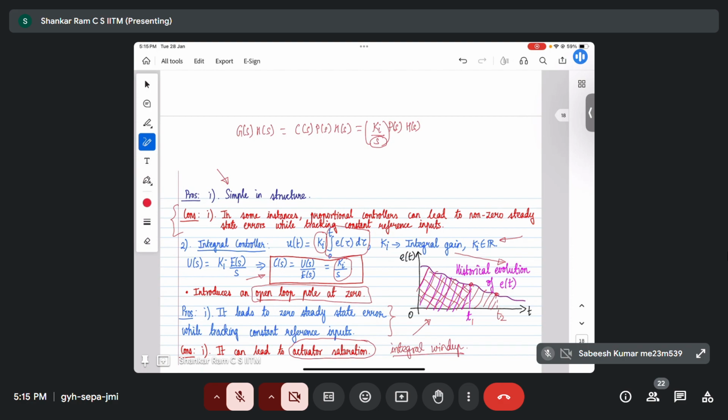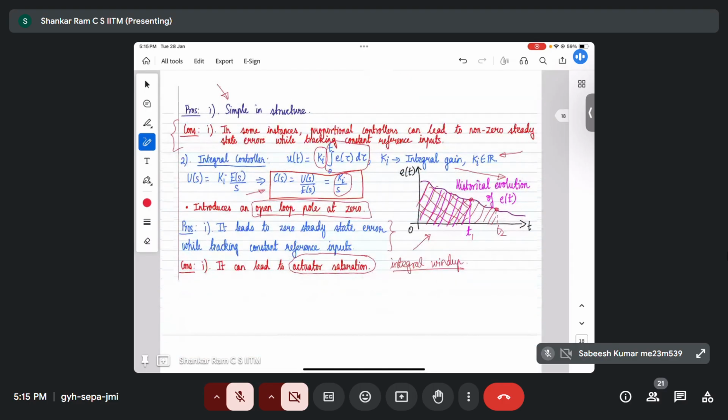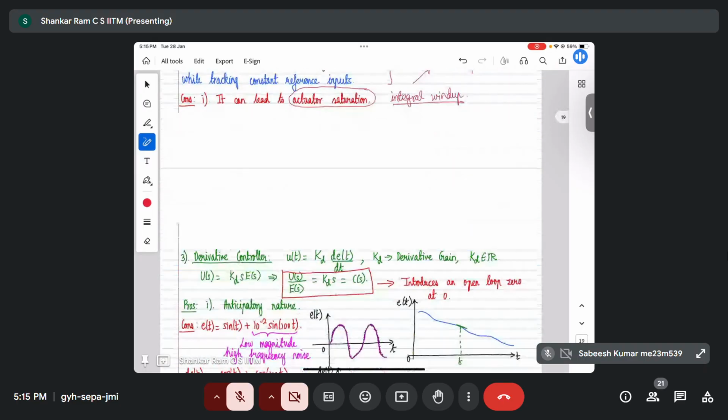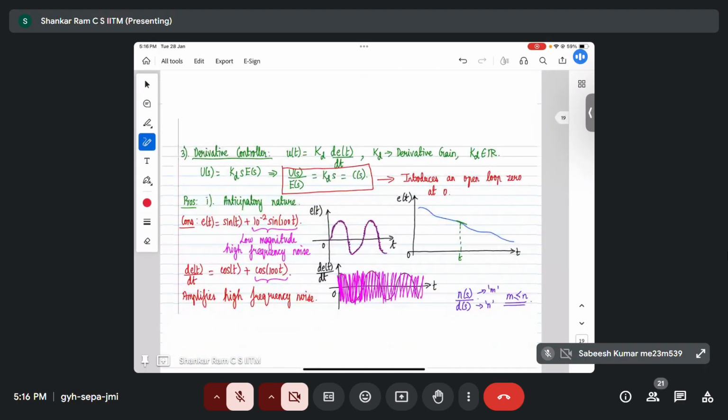So integral wind-up and actuator saturation are both used to refer to this phenomenon, where the control input calculated by the controller has exceeded the capacity of the actuator. That's a limitation of the integral controller which you and I need to be aware of.